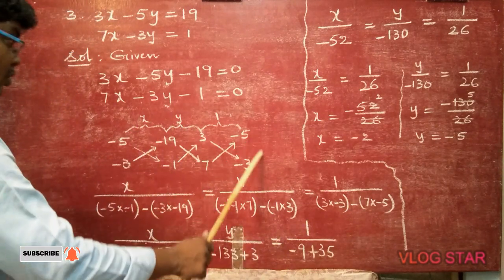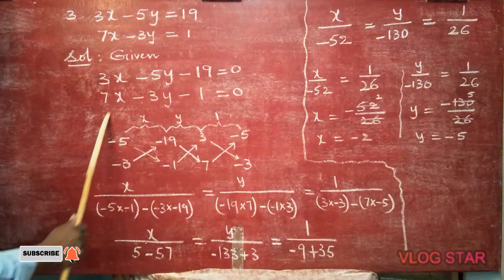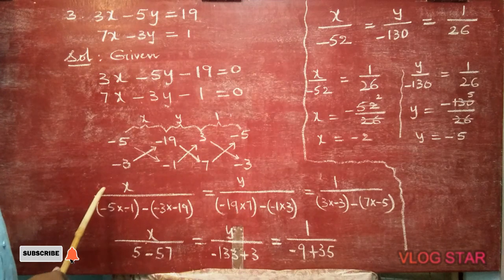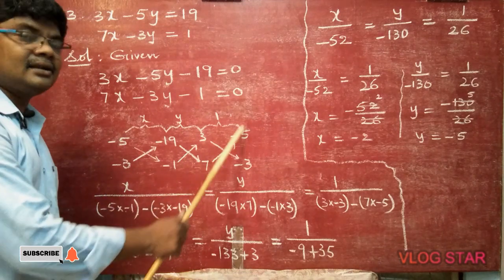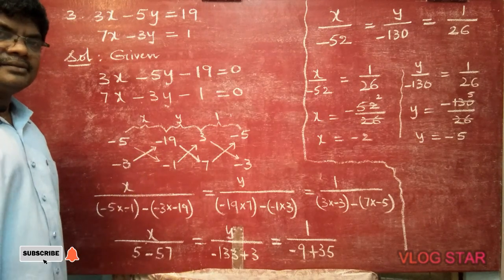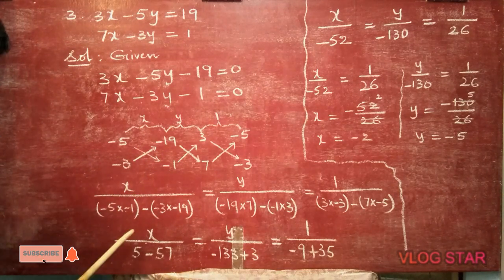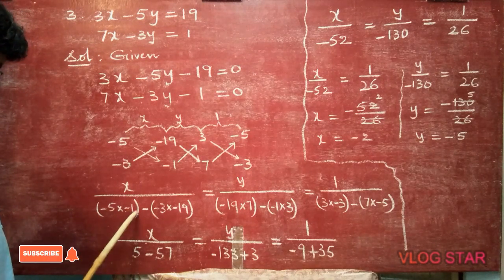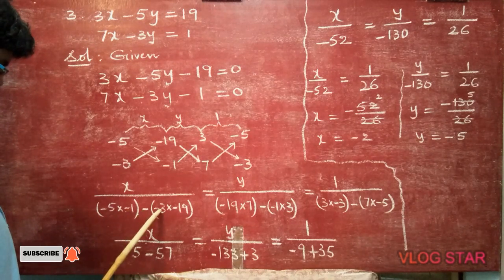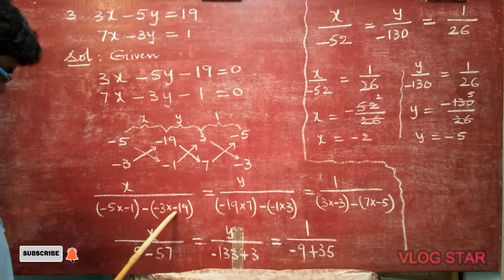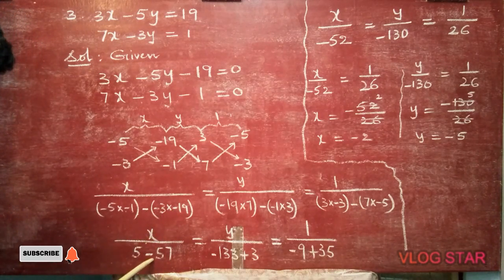So this is the heart of the problem. If you have an art of writing this one, then this is the heart of the problem. Make a habit of writing, practice. Now x by minus into minus plus, 5 ones are 5. Minus into minus plus, another minus into minus plus, plus into minus minus.